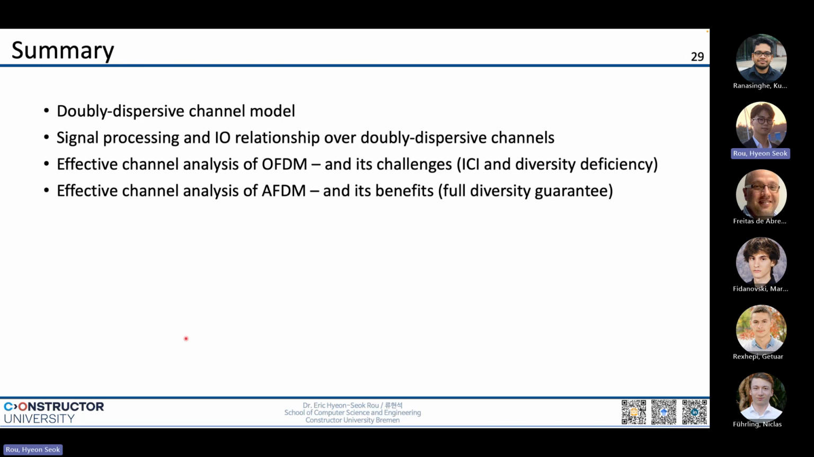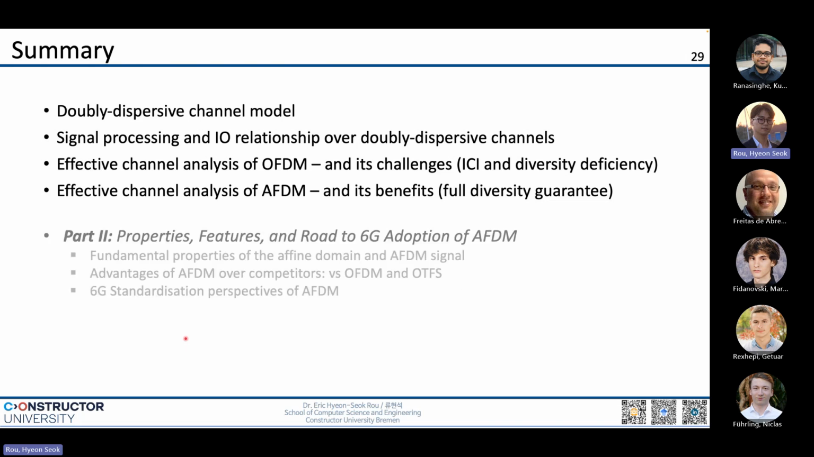So in the end, this first part goes over the outlined topics: the channel model, the signal processing, and the full input-output relationship, which we also summarized using a schematic diagram. And then finally, the effective channel analysis of OFDM and its challenges, which you saw with the diversity and the inter-carrier interference. And then the upgraded version of OFDM, the AFDM, and its benefit due to the chirp-based scaling, the Doppler shearing in the end, and that ensures full diversity guarantees in both the delay and Doppler.